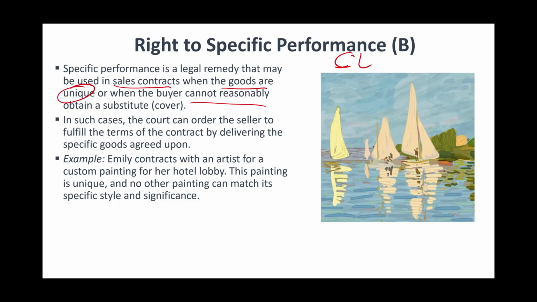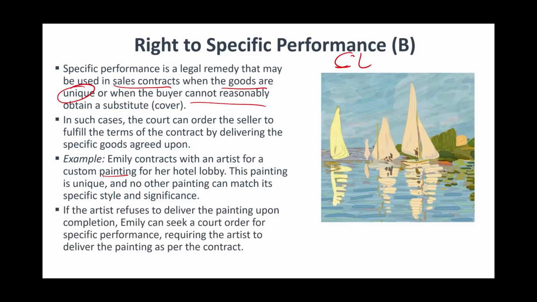For example, Emily contracts with an artist for a custom painting for her hotel lobby. The painting is unique and no other painting can match its specific style and significance. If the artist refuses to deliver upon completion, then Emily can seek a court order for specific performance. I want it, requiring the artist to deliver the painting as per contract because it's so unique.